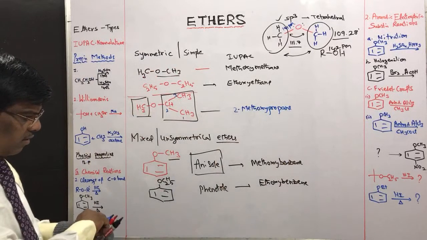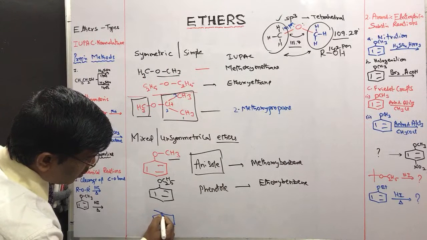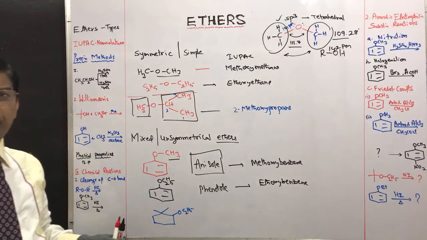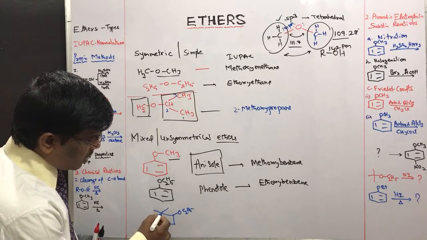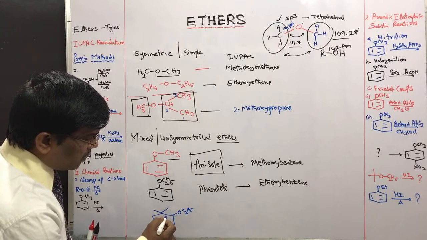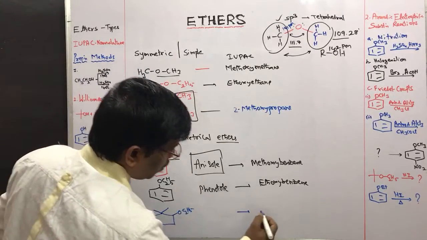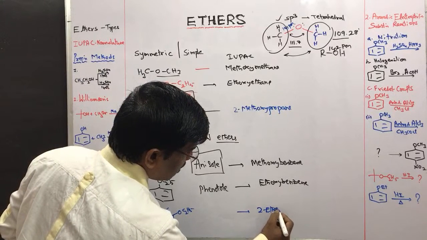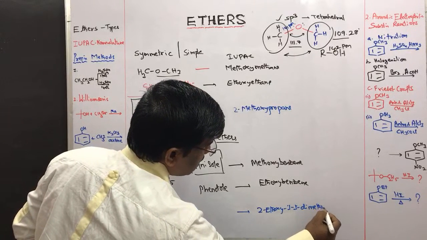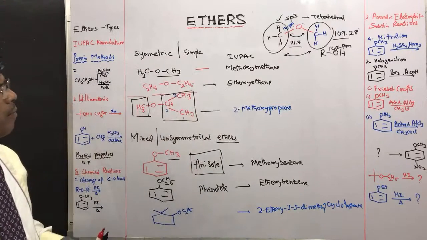Let us take one cyclohexane ring with an OC2H5 group. If I ask you to write the nomenclature, where does the numbering start? Dear students, the gem-dimethyl group gets priority over the ethoxy group. So the IUPAC name follows like this: 2-ethoxy-1,1-dimethylcyclohexane. So this is how you can name it.